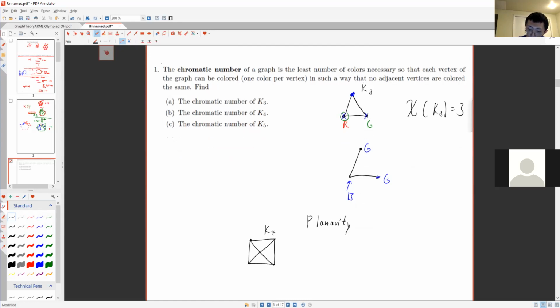Like this is not currently a planar representation of the graph, but you can move one of the diagonals so that it becomes planar. Now you can see, oh, this graph is planar. I can draw it with no edges crossing. So K4 is planar.